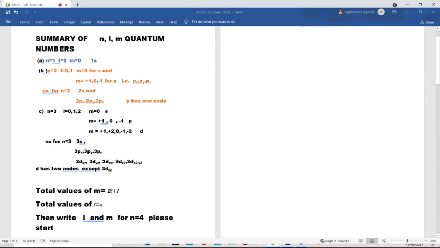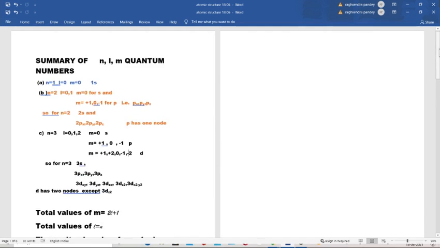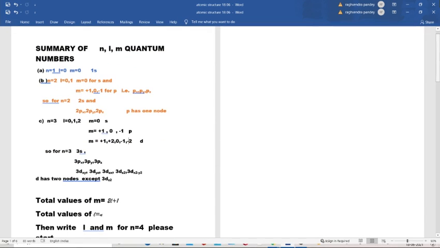Okay. Aditya, Brajit, Aditya. Arsh is not here today. So, Diti, what are the values of L for n?